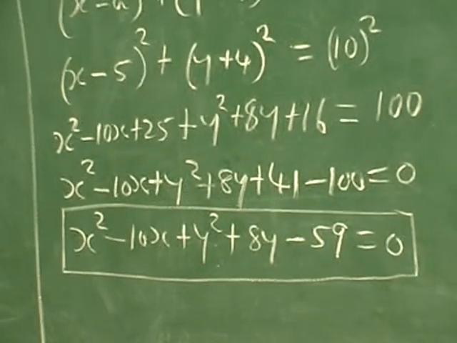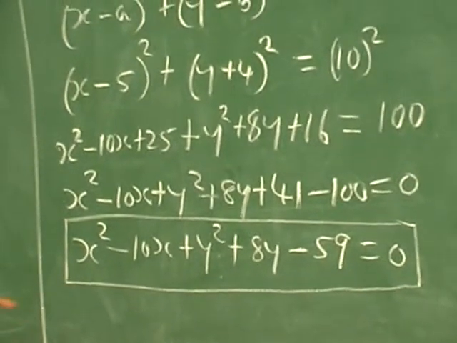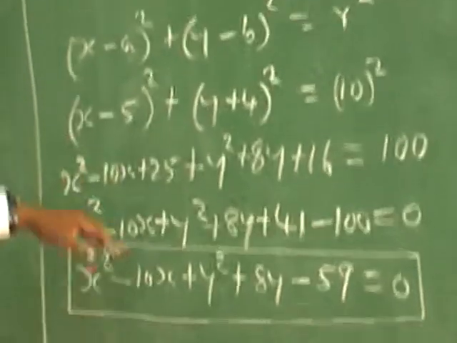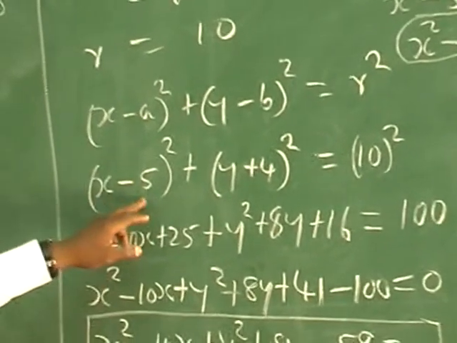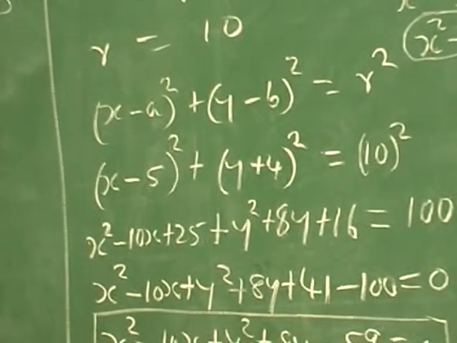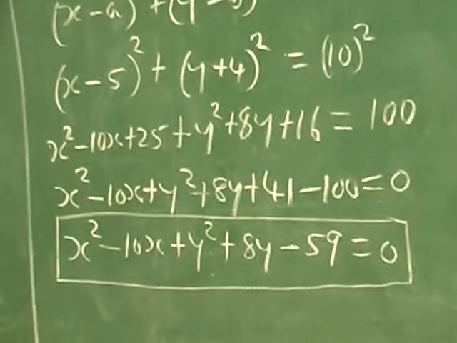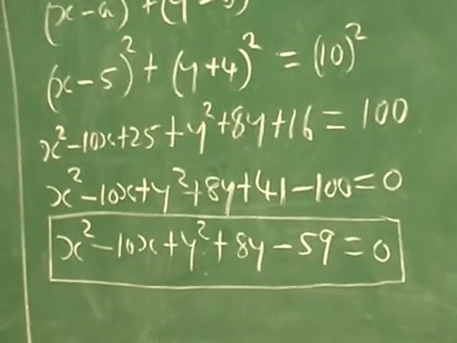And this equation of the circle is the equation of the circle whose center has coordinates 5 and minus 4, and the radius is 10. So you get this equation of the circle. That's how it is done.